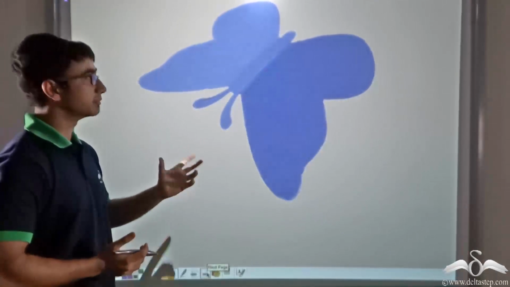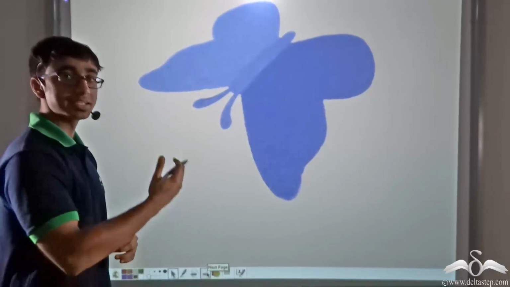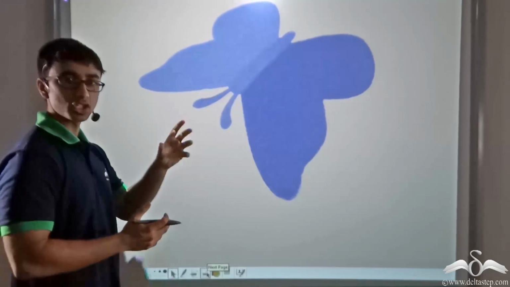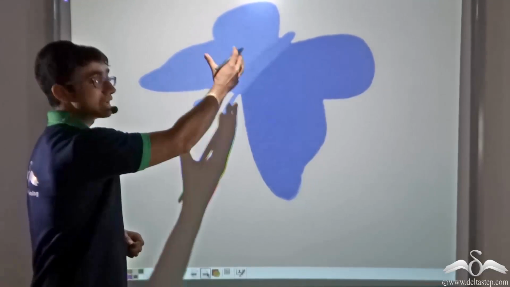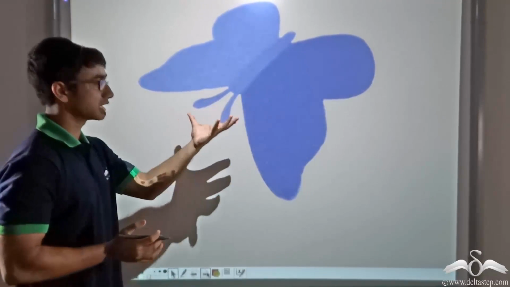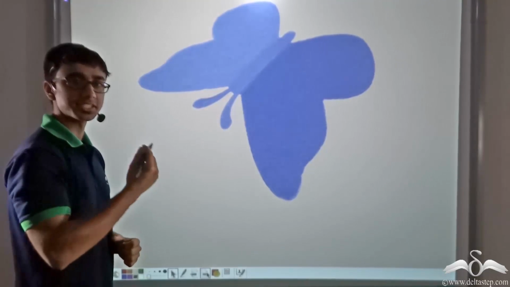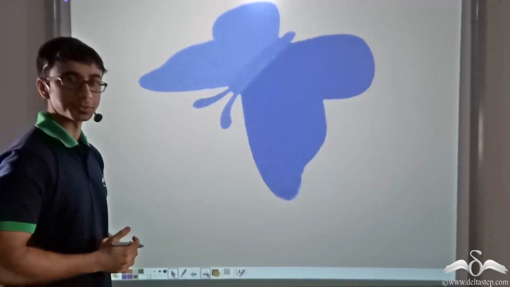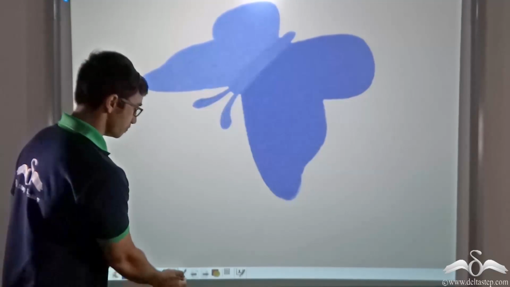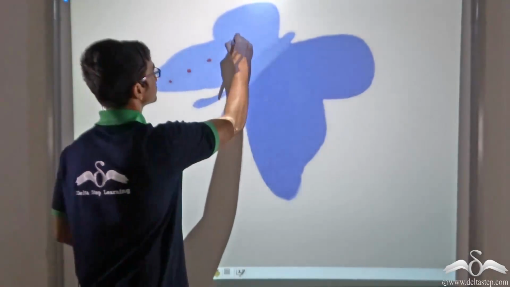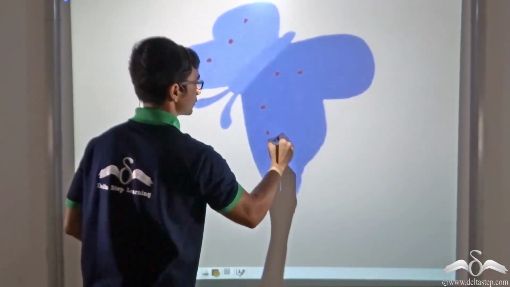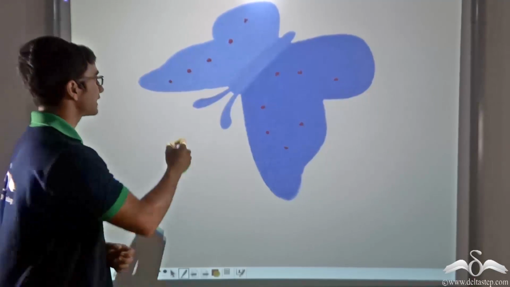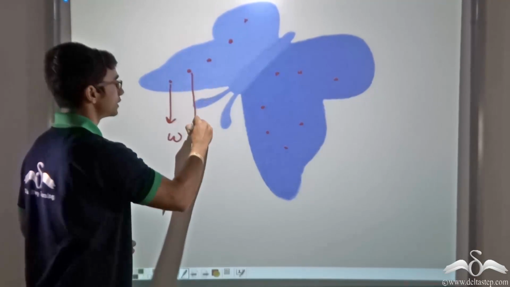We consider a similar paper butterfly like the one the lady was balancing in the video. Now this entire paper butterfly is an object and it is made up of many atoms. Now this paper butterfly has a certain weight with which the earth exerts a pull on it towards its center. Now this butterfly, being made up of many atoms, each atom will also have a certain weight acting in the downward direction.